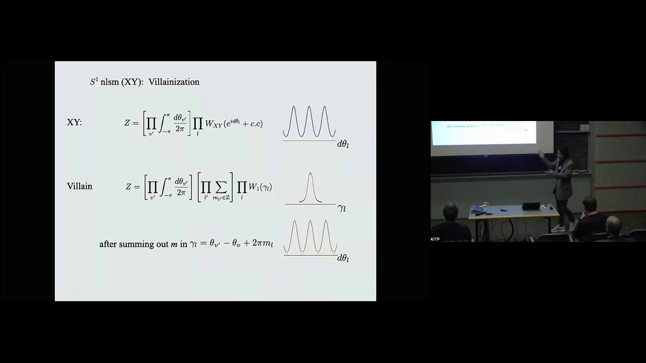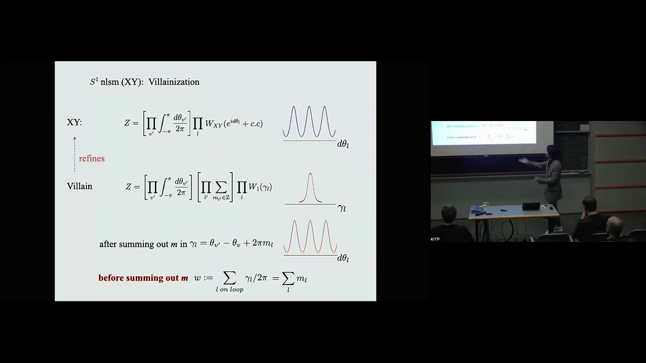Okay? Well, it's unimportant to recover it exactly because that has a lot of UV details. But at least you should recover the qualitative features, in particular the periodicity. So it seems like after summing out M, we just recover the XY model, we have done nothing. But the important thing is we can do things before we sum out M, right? Because before we sum out M, we can define the winding number unambiguously. So that's why we say the V-line model is refining the XY model, right? Because we can do more things before you sum out M.